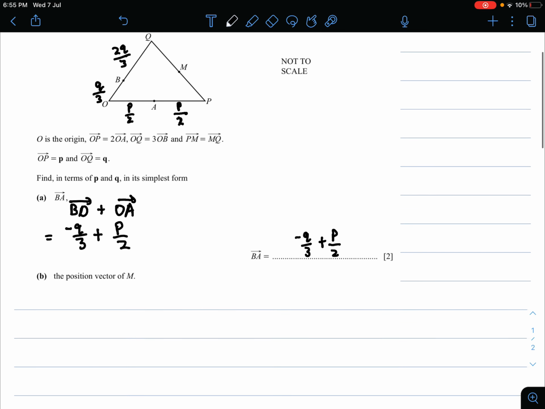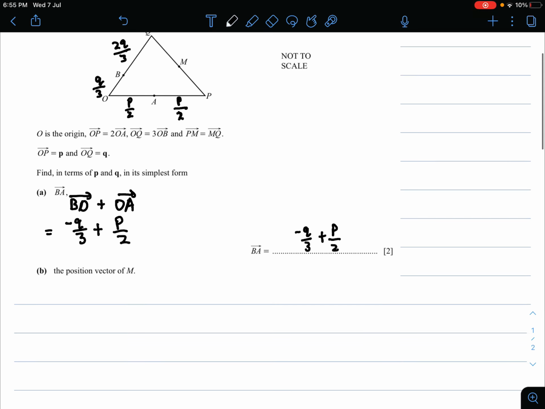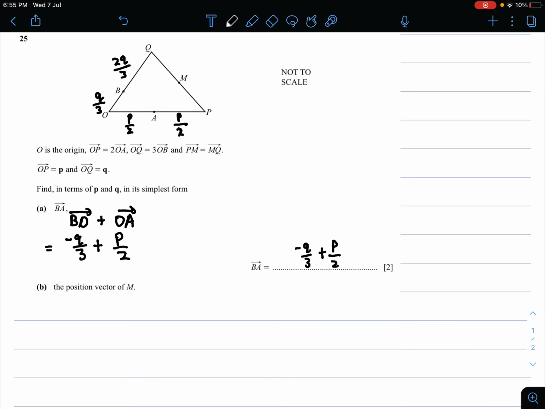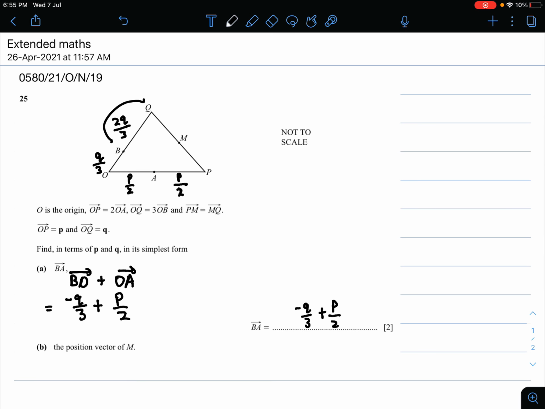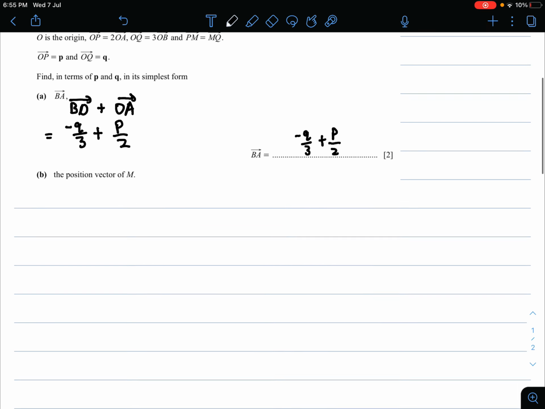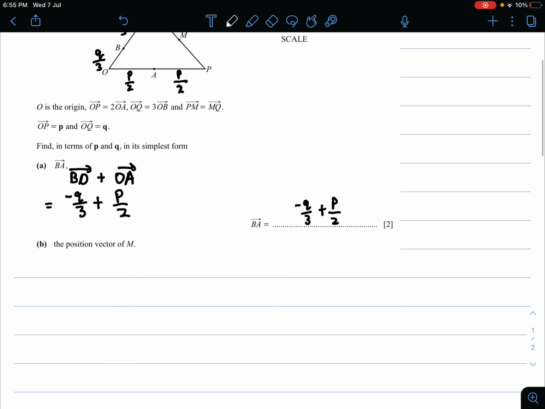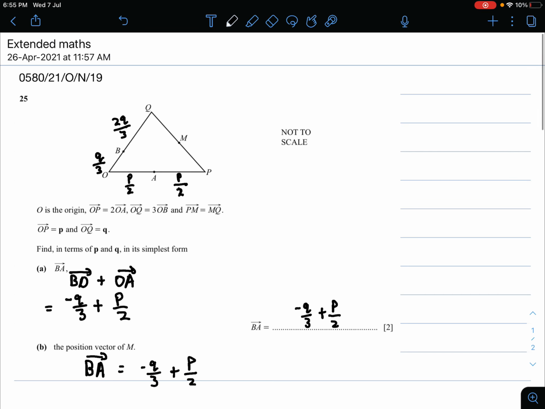Now let's move to part B, the position vector M. Now they've only told you that M is the midpoint of QP. They haven't given you any further details, but you know the position vector BA and you can work the opposite direction. So you can go from B to Q, Q to M, M to P and then P to A. So you can work out QP like that. So we know B to A is equal to minus Q by 3 plus P by 2. Now if we go the other direction, that is B to Q first and then Q to P and then P to A.